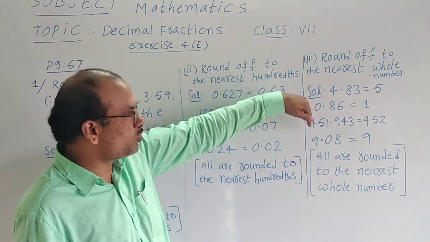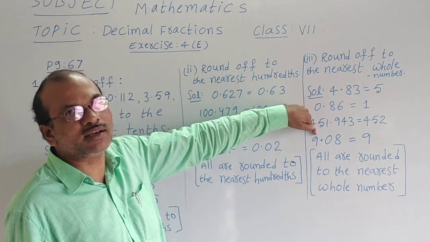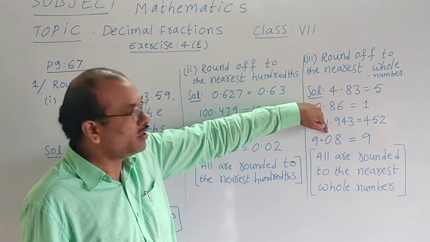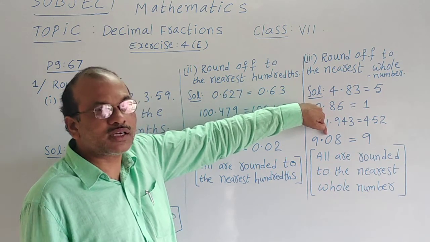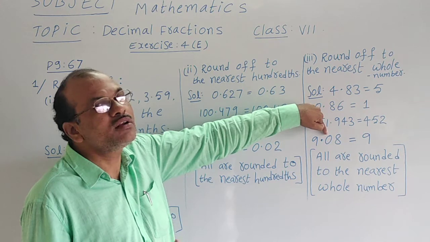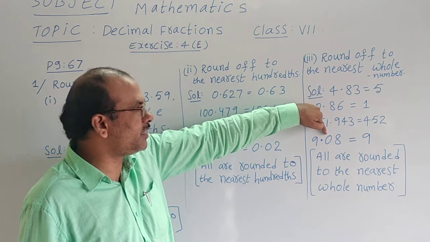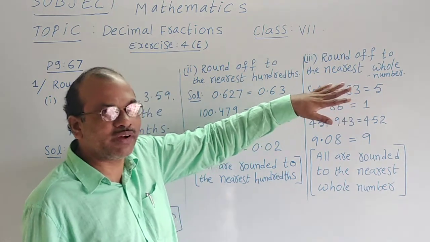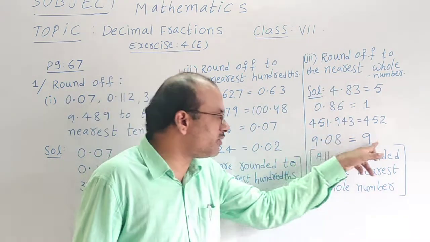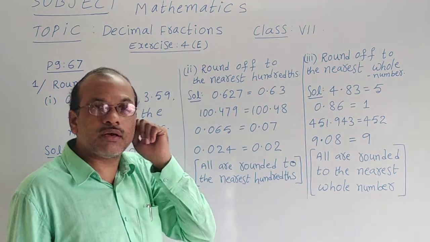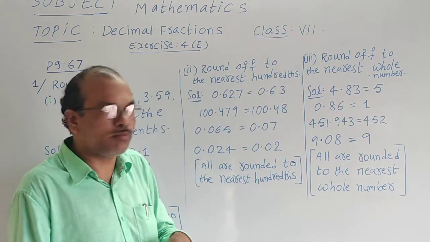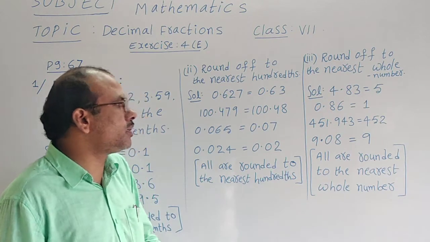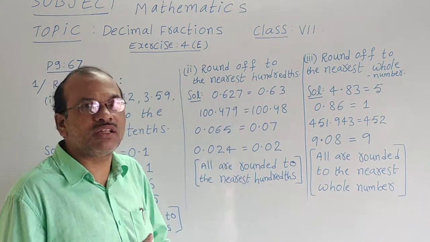9.08. Up to this 9 only actually I must write the answer, but I have to check this 10th digit. It is 0. It is not at all equal to 5 or more than 5, but it is less than 5. So we can ignore that 0 which is less than 5. Just this 9 only I have written there as the nearest whole number for this given decimal number. All these answers are rounded to the nearest whole number as they have asked in the question.